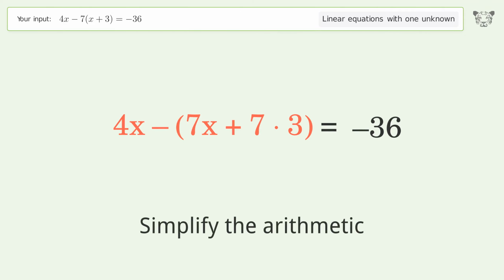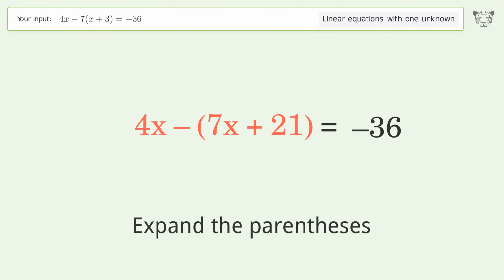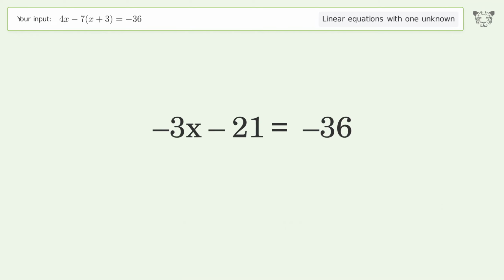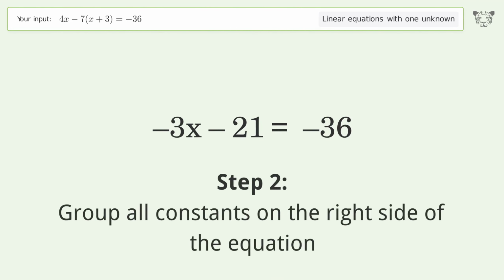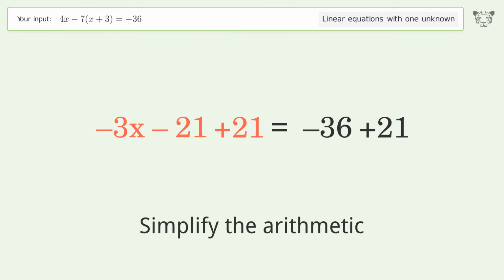Simplify the arithmetic. Expand the parentheses. Simplify the arithmetic. Group all constants on the right side of the equation. Add 21 to both sides. Simplify the arithmetic.